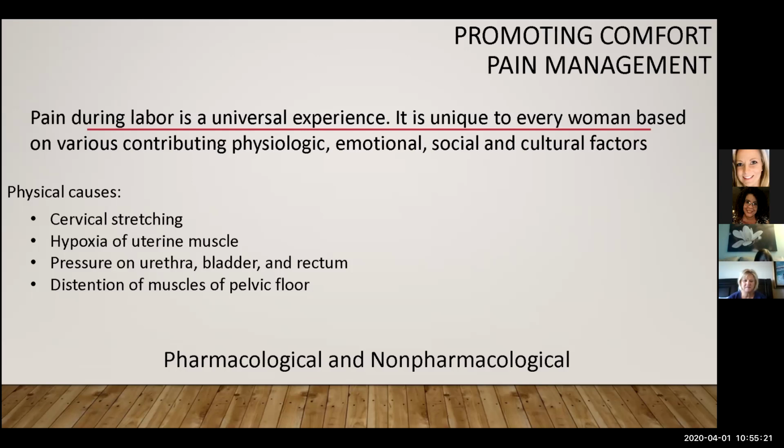Physical causes of pain during labor include cervical stretching. Again, those stretching receptors aren't blocked. Hypoxia of the uterine muscle due to the decrease in perfusion during contractions. Again, during that contraction, it cuts off perfusion to the muscles and the placenta and subsequently to the baby. The pain could also be caused by pressure on the urethra, the bladder, and the rectum, and distension of the muscles of the pelvic floor.